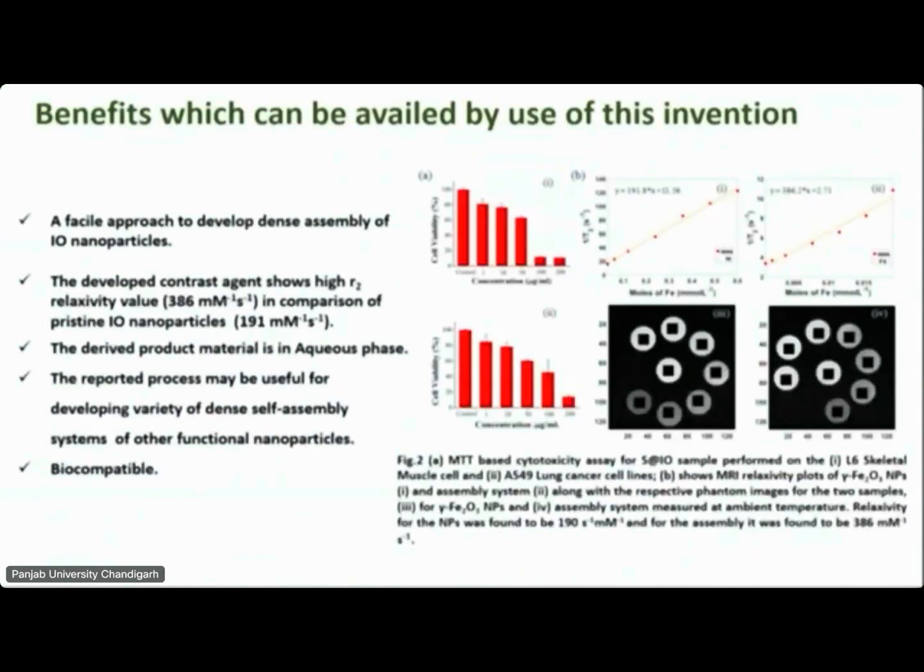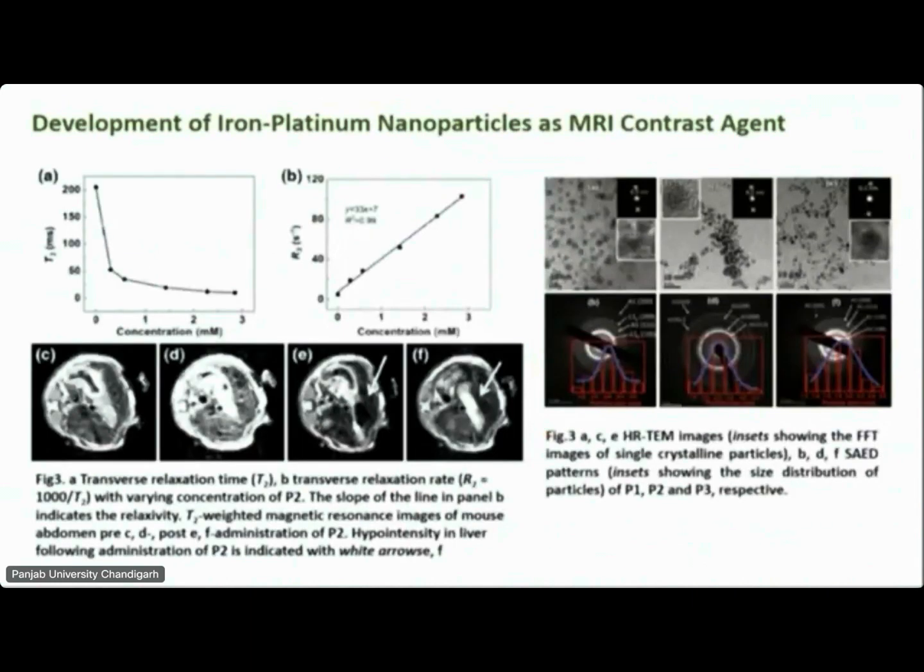So these are some images. We have done in vitro measurements of contrast efficiency. We have seen that after clustering through our process, MRI contrast relaxivity has improved 2 times from the pristine nanoparticles. These are some phantom images we have taken. We have also done a biocompatibility assay for our samples using cell lines. Another system is iron platinum nanoparticles. We have also done some in vivo analysis for this MRI contrast agent.